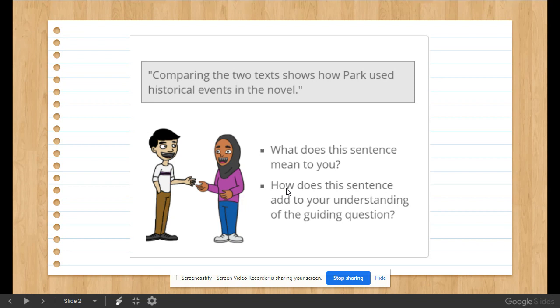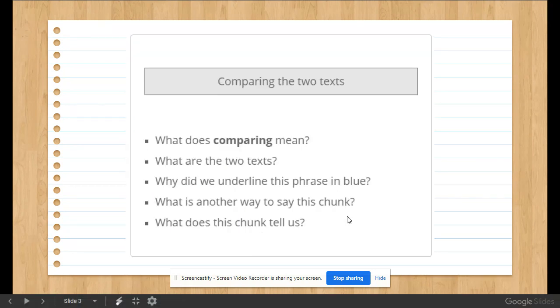So if you think back to the essay prompt that we're being asked to answer, it is, how does Linda Sue Park use or alter history in A Long Walk to Water? So what this sentence does is it answers the question asked by the essay prompt. Let's now start breaking this sentence down into its parts.